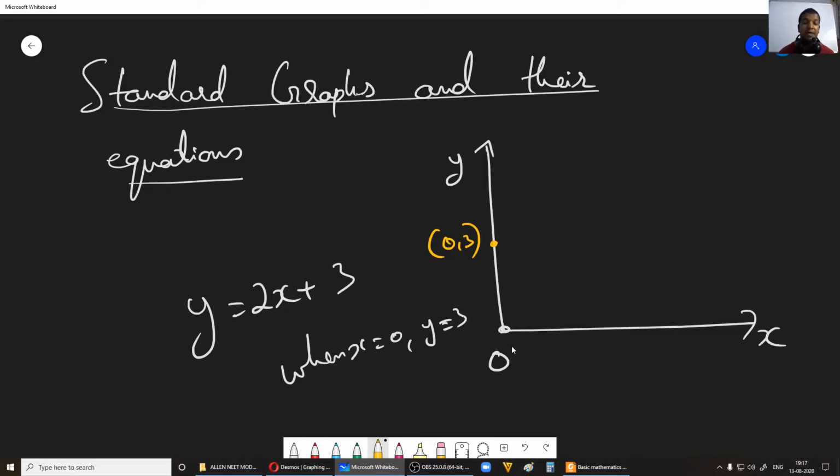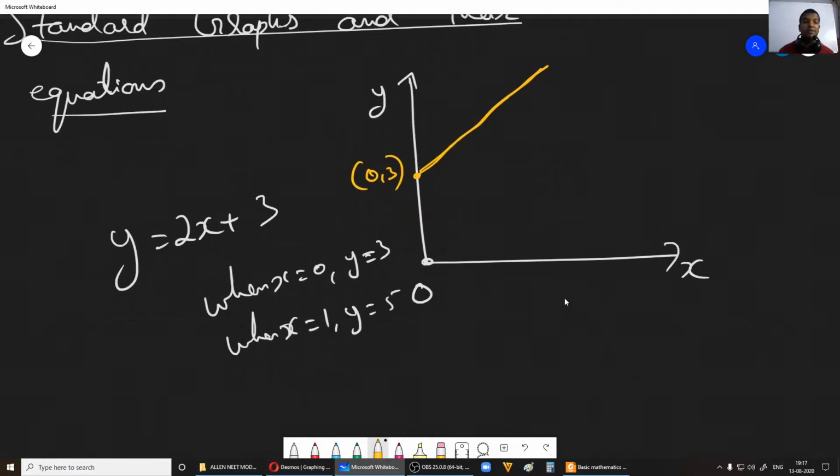Now, as you know how to plot straight lines, when x is equal to 1, y will be equal to 2 into 1 plus 3, that is 5, like that. You keep getting a set of points, so the graph we get is the graph of a straight line. Now what is the form? y is equal to mx plus c.